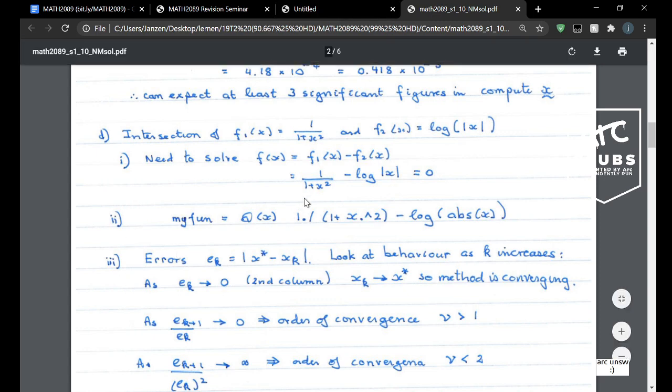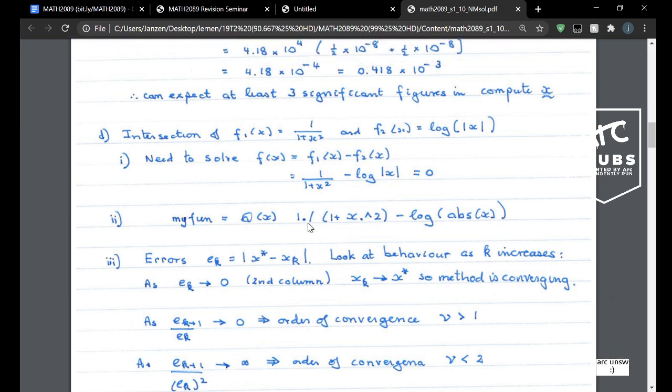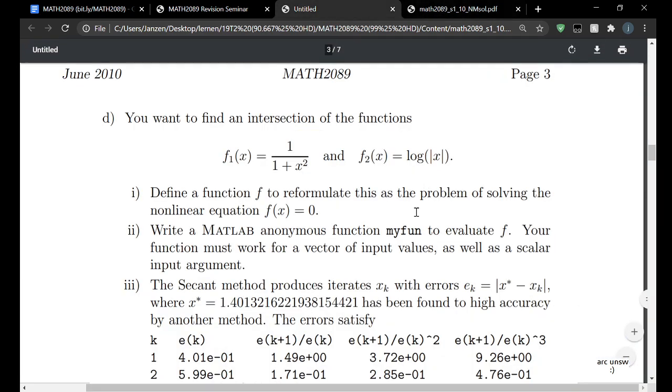The second part of the question wants you to define the f expression in MATLAB. Make sure that you include the periods to indicate that you're doing element-wise operations, so period, caret 2.